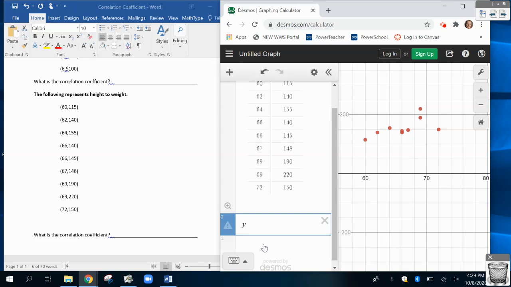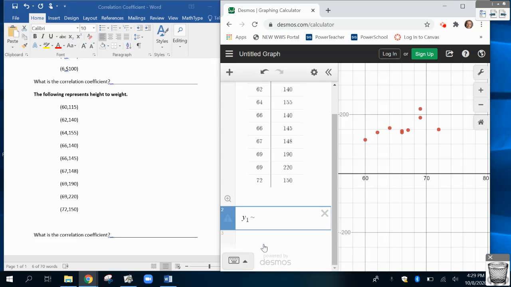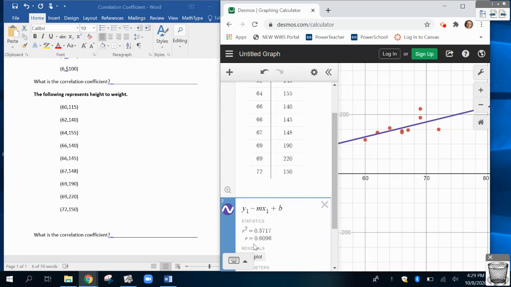So when you calculated this, you should have typed in y1, the tilde, mx1 plus b, and it tells us that r equals 0.6096, right? So we're not at a strong positive one, but we're definitely past 0.5. So we do have a relatively medium correlation.